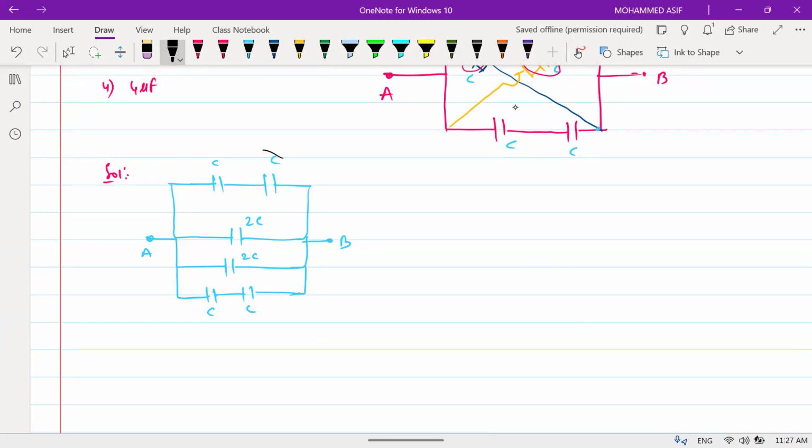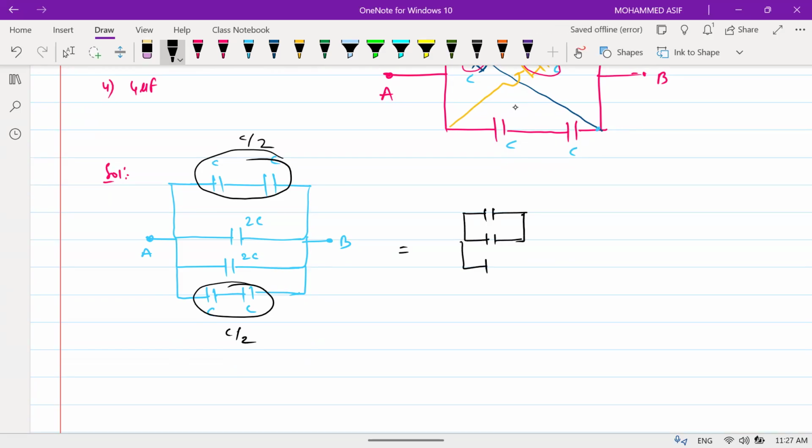What will these two be? These two are in which combination? Series combination. When they are the same, that will become how much for me? C by 2. This is also in series combination. This is also C by 2. That means ultimately we'll be getting a capacitor like this. Above one is C by 2, down one is C by 2. This is 2C, this is 2C. This is the terminal A and terminal B.